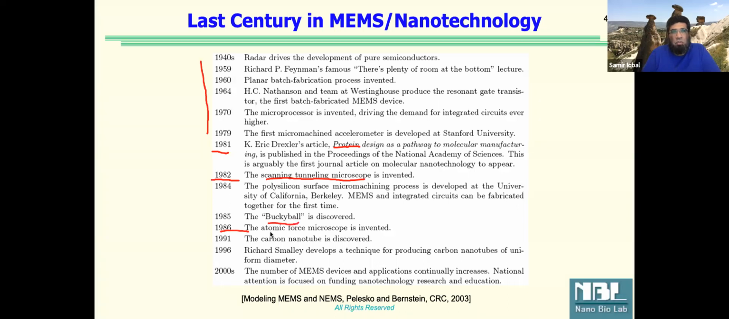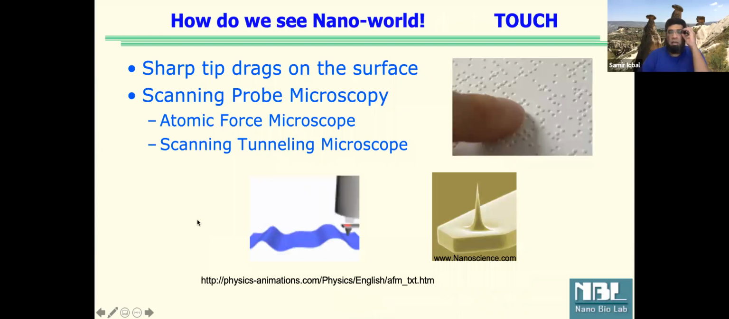Another microscope called the atomic force microscope, which is a variation of STM, came, along with carbon nanotubes. Today we'll talk about nanoscale nodes, nano nodes, what we call them, to quantify or understand the size of devices where we are. But let's look at a couple of things of how we look at things. So how do we see or understand the nano world?